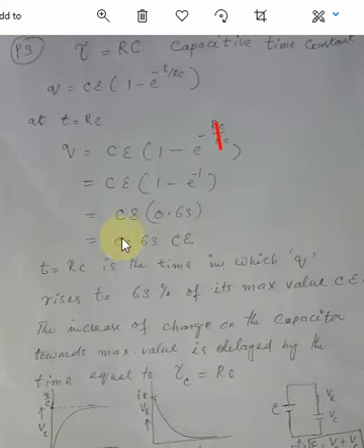So Q is equal to 0.63 times the maximum charge, at t equal to RC. The capacitive time constant is that time in which the charge Q on the capacitor rises to 63% of the maximum value of charge on the capacitor. Capacitive time constant t equal to RC is that time in which the charge Q on the capacitor rises to 63% of its maximum value.